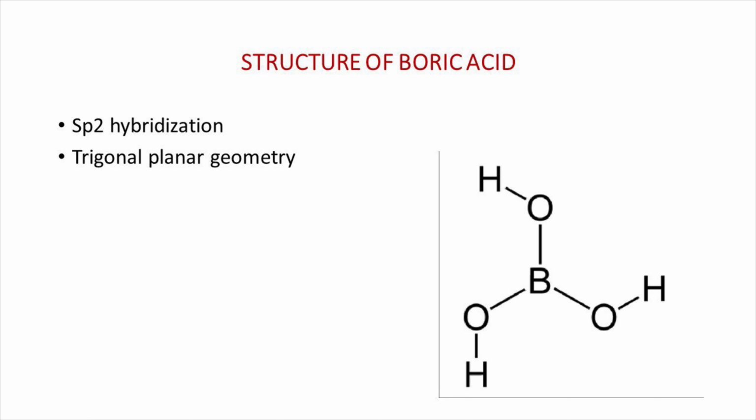The BO3 3- ion may be regarded as the basic unit of the structure of boric acid. Here the boron undergoes sp2 hybridization, so the resulting geometry is trigonal planar and the bond angle is 120 degrees.